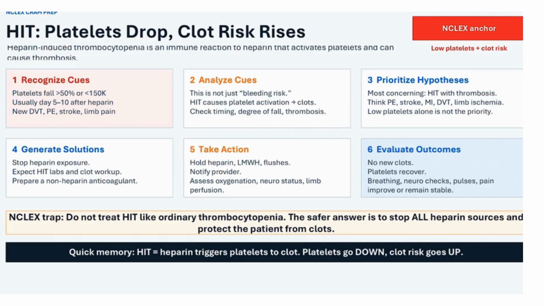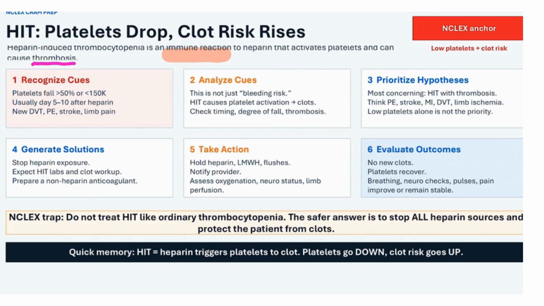First, let's address what is heparin-induced thrombocytopenia, or HIT. So HIT is an immune reaction to heparin that causes platelet activation. Because of that platelet activation, the platelet count tends to fall down, but here is the most important part of this disease process. The major danger is thrombosis, not bleeding.